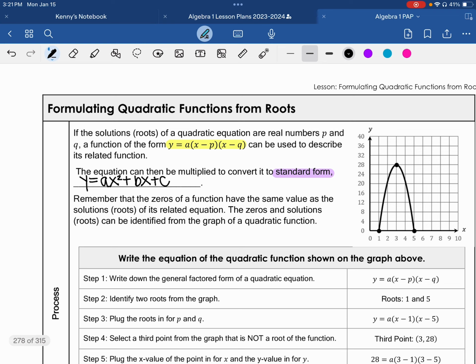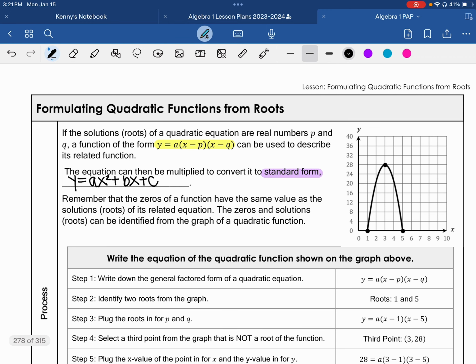All right, formulating quadratic functions from roots. If the solutions or roots of a quadratic equation are real numbers, p and q, the function of the form, and there it is, y equals a times the quantity x plus p, there's one of my linear factors, x minus q, there's my other linear factor, can be used to describe its related function. The equation can be multiplied to convert to standard form, which is y equals ax squared plus bx plus c. We've already practiced doing this multiplication, and we're going to practice that again.